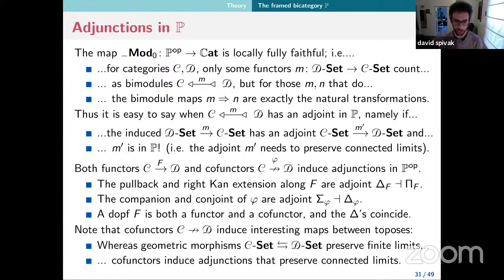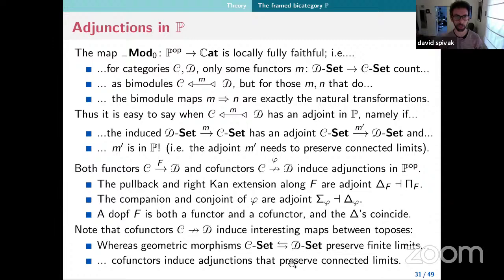Okay, so I'm kind of interested if anyone knows what we can do with the logic if we had the internal logic of C set and D set, and what we would know about it using not geometric morphisms, but these kind of connected limit preserving morphisms instead.